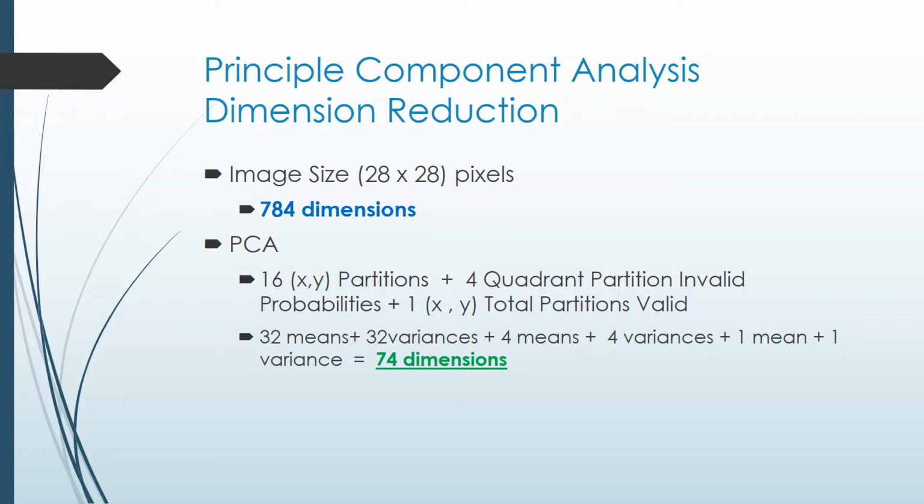So the dimensions are going to go from 784 dimensions of a 28 by 28 pixel resolution image to 74 dimensions: the 32 means and variances, the 4 means and variances, and the 1 mean and variance from the partitions, quadrant partition invalid probabilities, and the total partitions valid are summed up.